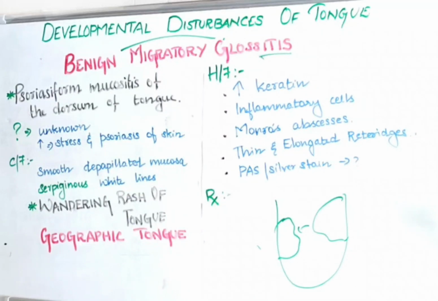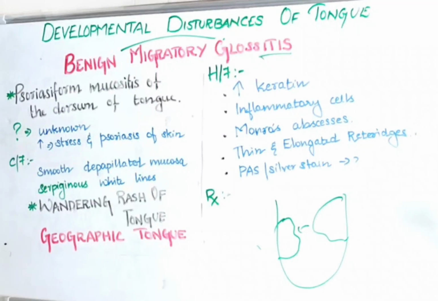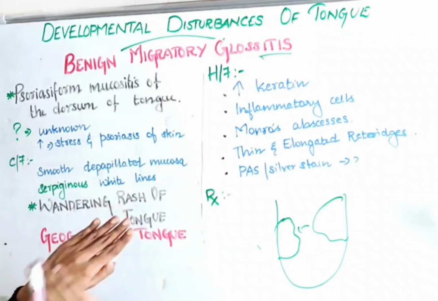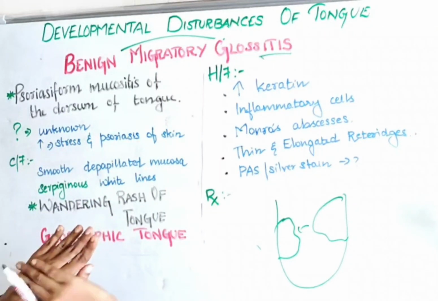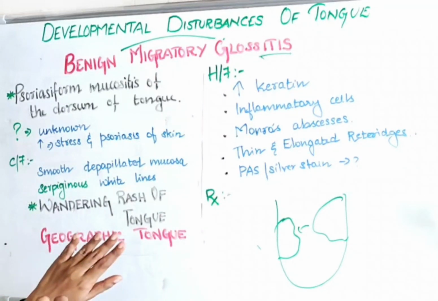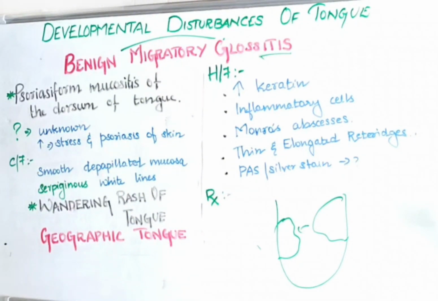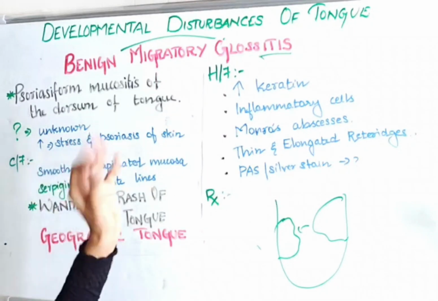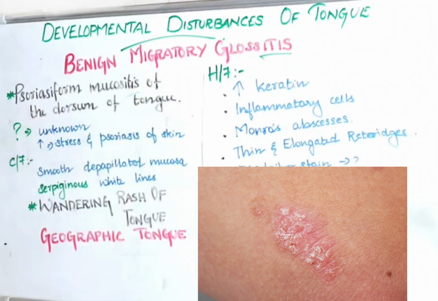First, the term shows it is of the dorsum of the tongue. So the lesion is happening in the dorsum of the tongue. As I have already said, this is the tongue. The upper surface is the dorsal surface, that is the dorsum of the tongue. The one which is lower is the ventral surface. So your geographic tongue is on the dorsal surface of the tongue. Next, mucositis. There is inflammation of mucosa. Again you can see itis, inflammation.